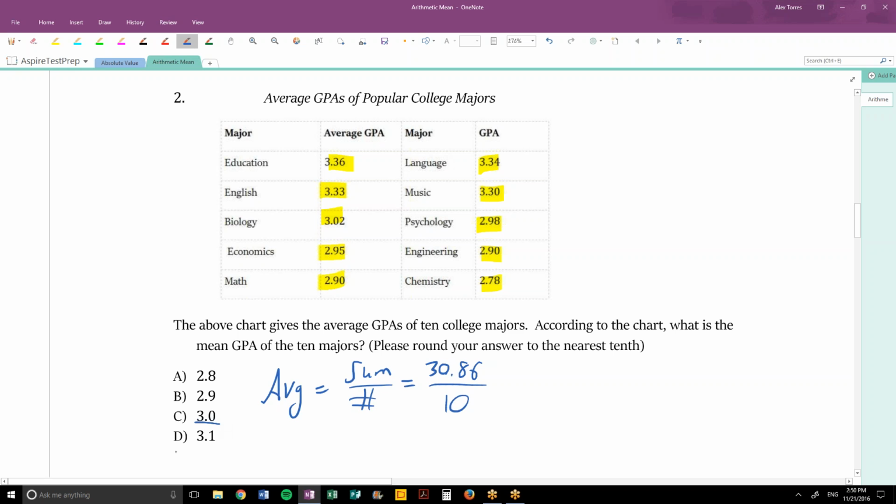Then we divide that by 10, and we get 3.086, which, for rounding to the tenth, we're going to round to 3.1. In case you need a little refresher on rounding, we look and see if the next number is 5 or greater, and it is, so that means we round up to 3.1.